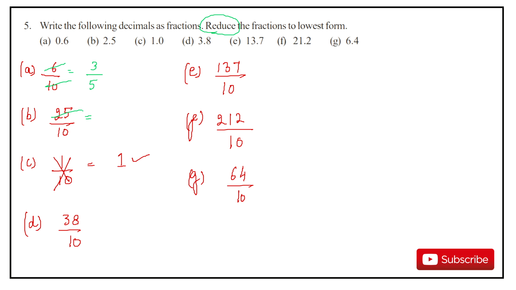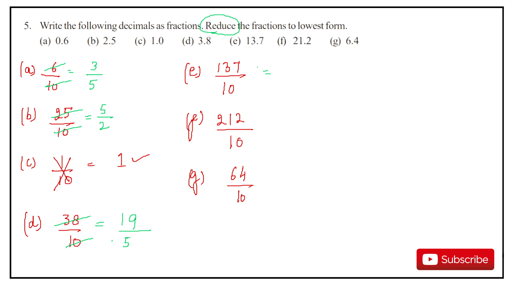Here 5 5s are 25, 5 2s are 10. Here 2 1s are 2, 2 9s are 18, 2 5s are 10. You are going to take the smallest prime number to begin with. So 137 cannot be reduced. Yes, so it remains the same.